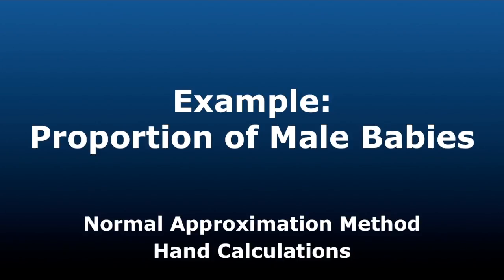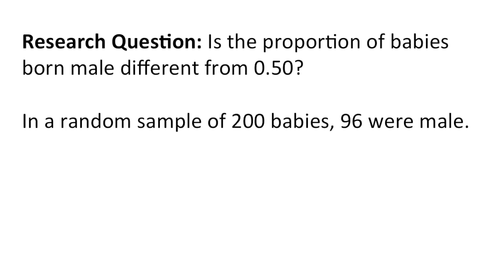In this example, we're going to examine the proportion of male babies using the normal approximation method and hand calculations. Here's our research question. Is the proportion of babies born male different from 0.50? In a random sample of 200 babies, 96 were male.